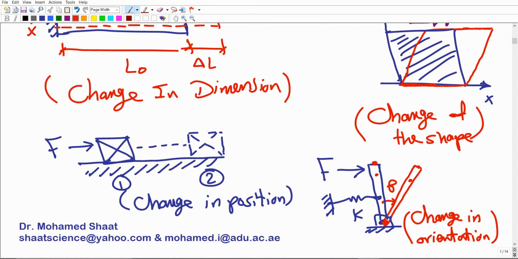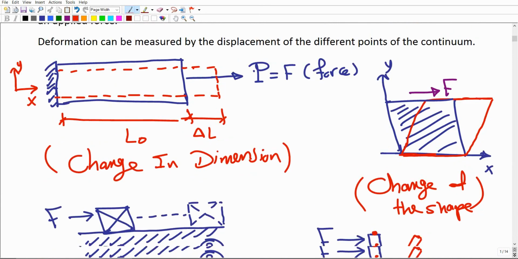So deformation is not just a change in the shape. It is not just a change in the dimension. Deformation in general is a change in position, change in orientation, change in shape, and change in dimension. Any changes that the object or the continuum body is going to experience because of the external force are known as deformation. All right? So simply, this is the meaning of deformation in general.